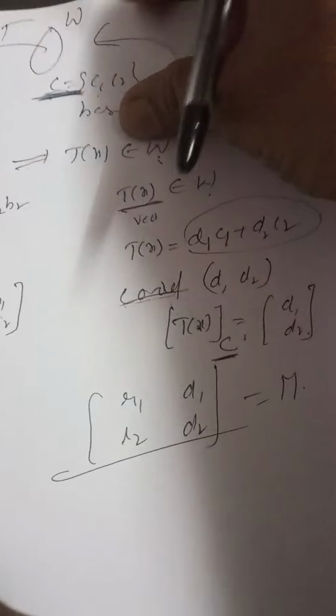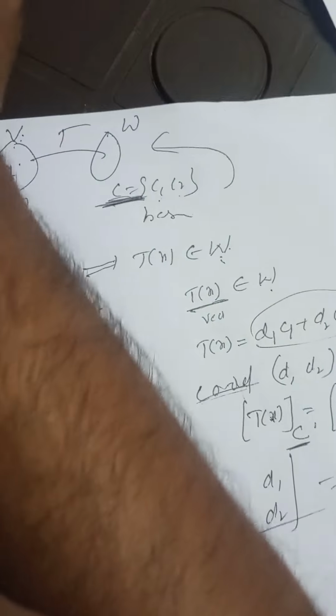We'll see one example. Simply we have to collect the coefficients of the vectors in the codomain, right? See, now first one, I am taking this example.